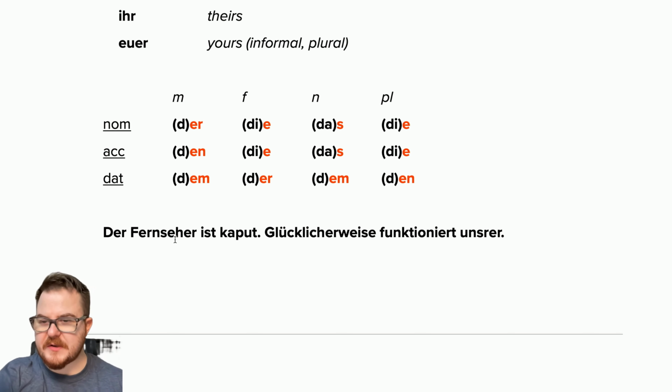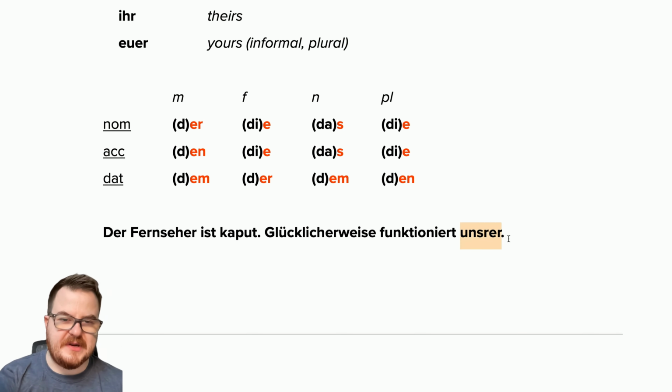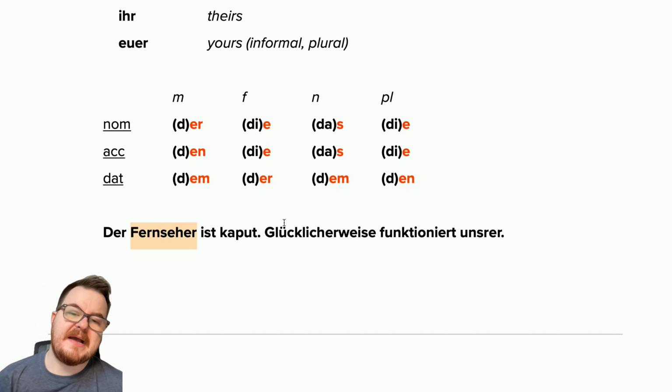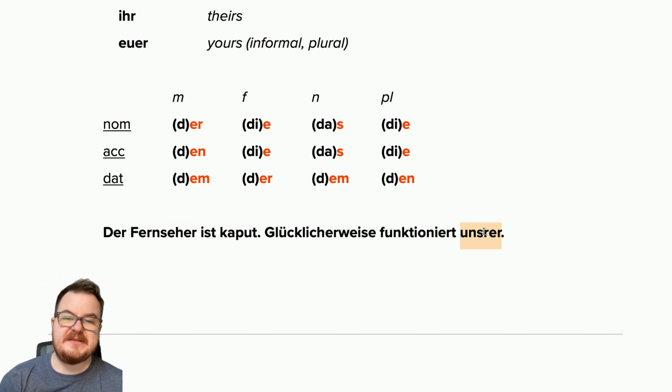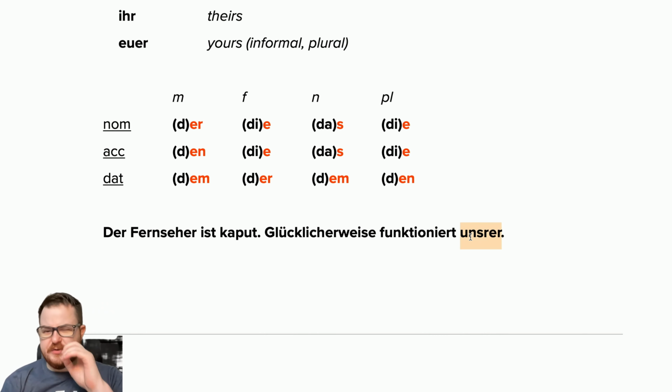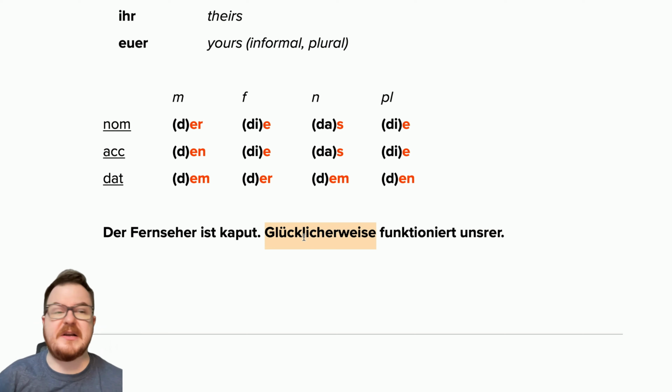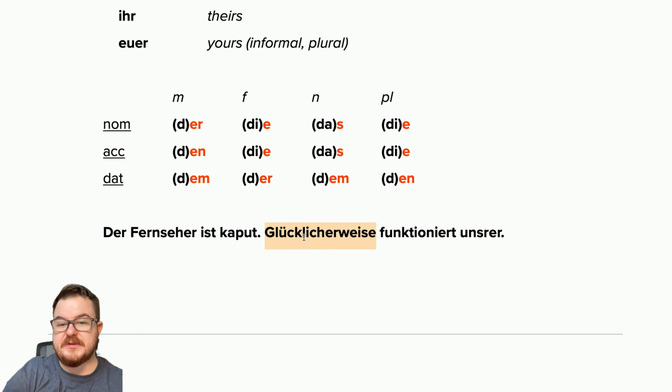So, what's going on here? This is our possessive pronoun, ours, O-U-R-S in English, ours. The TV is broken. TV is masculine, and I want to say ours is still working, okay? So in this sentence, this is the nominative. Even though the word order is a little, actually, it's not that unusual, right? Because in English, we might start the sentence with luckily as well. Luckily, ours works.